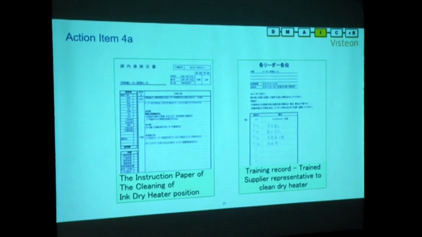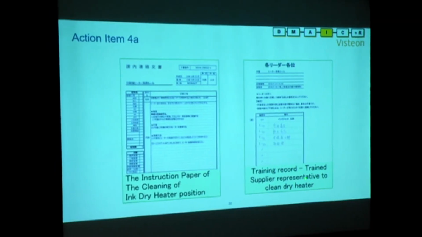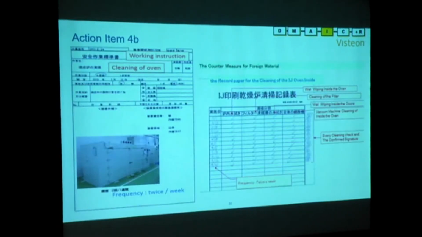Okay. So in addition to the actions that we have discussed so far, these are all the other additional action items. So this is the instruction sheet of how to clean the ink dry heater position, and the training record has been established here. The training has been given to the supply representative to clean the dry heater. The additional action item is the cleaning frequency of the oven.